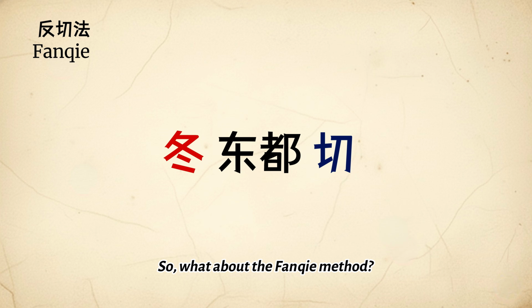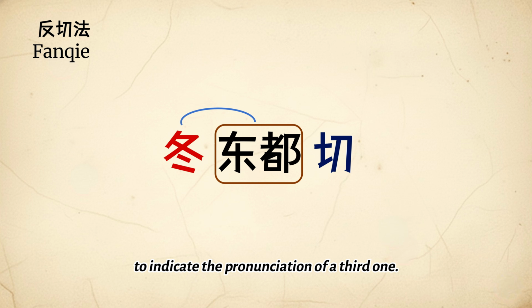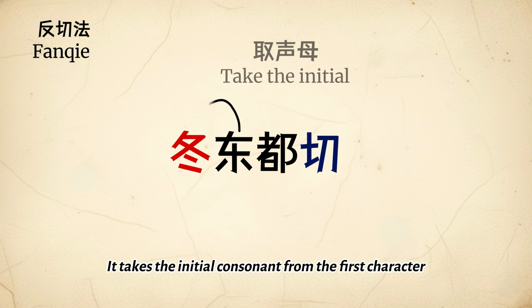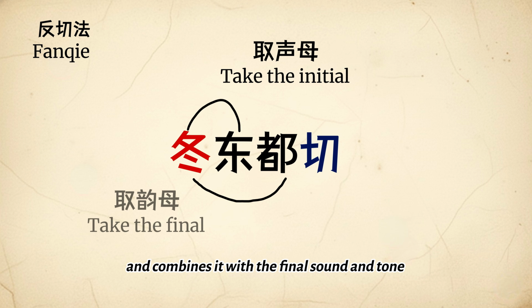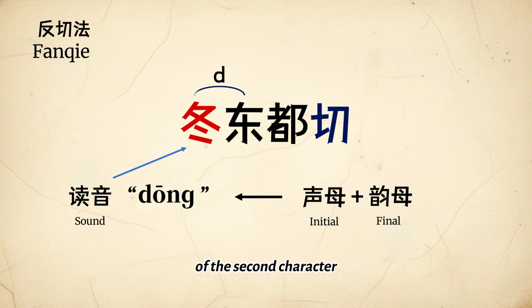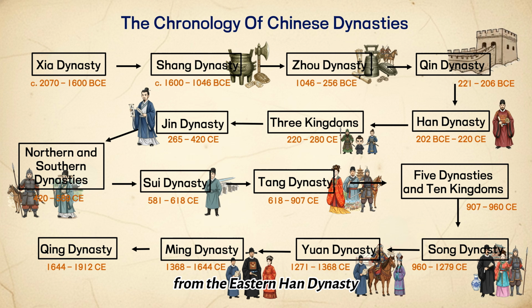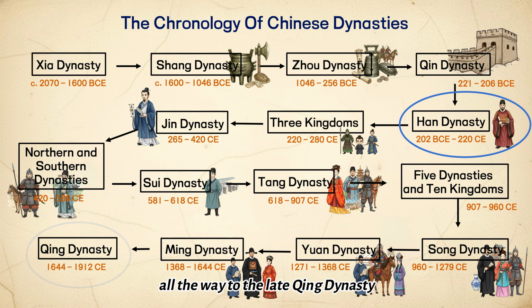So, what about the fanqie method? This method uses two characters to indicate the pronunciation of a third one. It takes the initial consonant from the first character and combines it with the final sound and tone of the second character to blend them into a single sound. This method remained in use from the Eastern Han Dynasty all the way to the late Qing Dynasty.